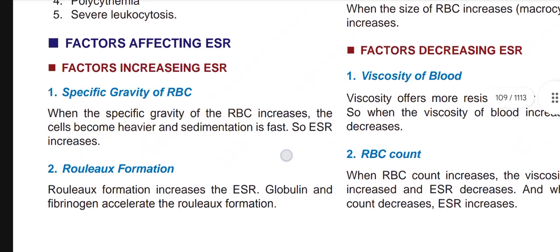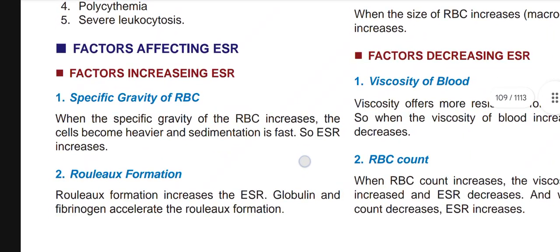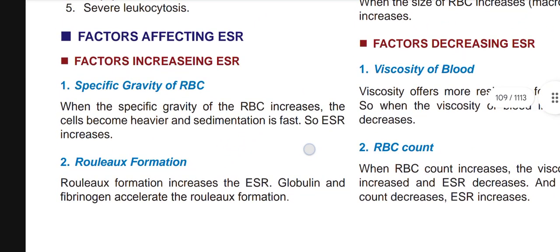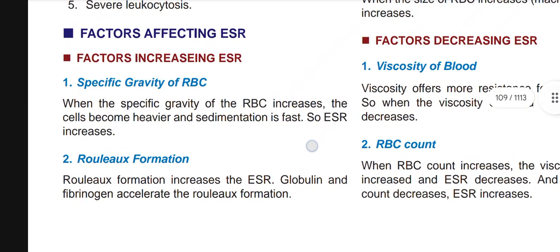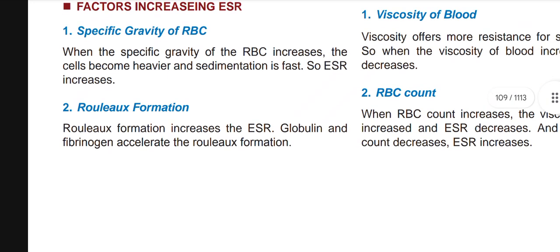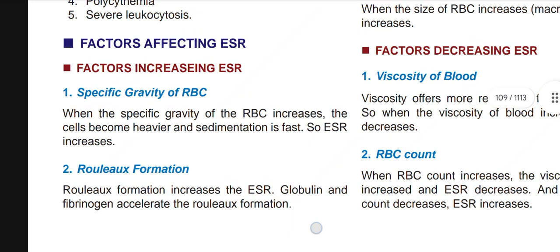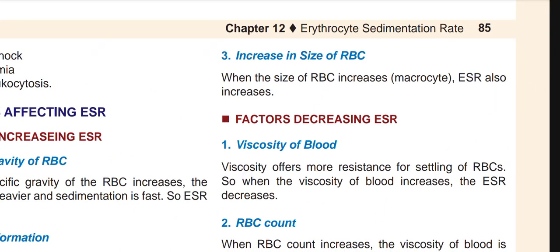Then factors which affect the ESR. So what are the factors which affect the ESR? One is specific gravity of RBC. When the specific gravity of RBC increases, the cells become heavier and sedimentation is faster, so ESR increases. Then rouleaux formation increases the ESR; globulin and fibrinogen accelerate rouleaux formation. Then increase in size of RBC. When the size of RBC increases, as in macrocytes, the ESR also increases.